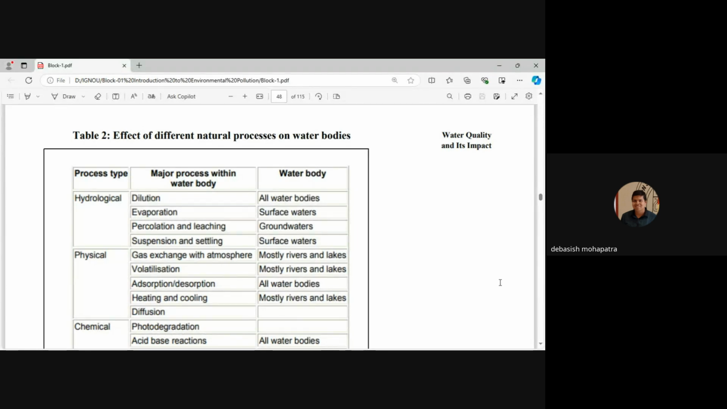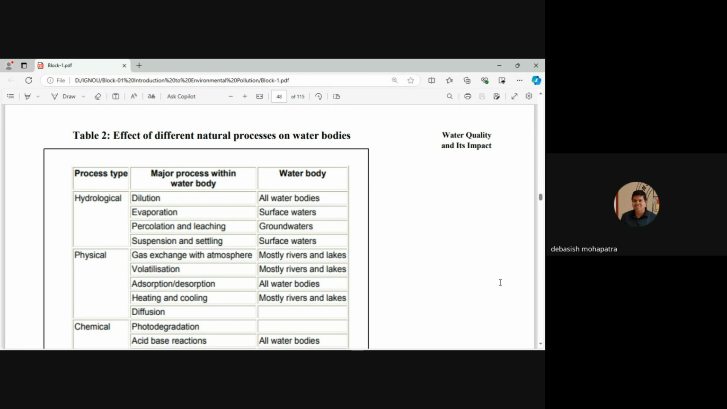So these are the different natural processes on water bodies. First, the processes are hydrological. The major processes are dilution, evaporation, percolation, and suspension and settling. Dilution is in all water bodies. Evaporation is in surface water only. Then percolation and leaching in groundwater. Suspension and settling in surface water.